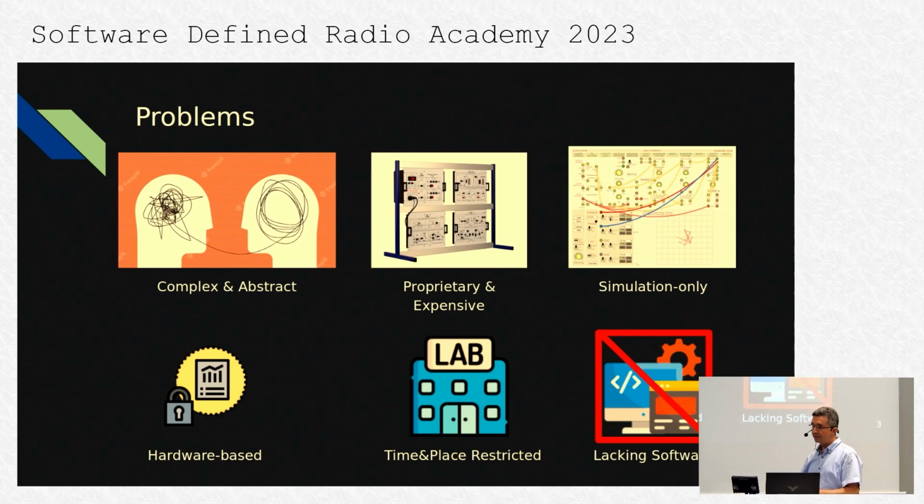Communication systems are complex in nature. They include many subsystems. They involve theory that is deep and hard to understand. Most of the time, laboratory work only consists of simulation experiments, or there are other hardware-based tools, both expensive and difficult to set up. So we have time and place restrictions.